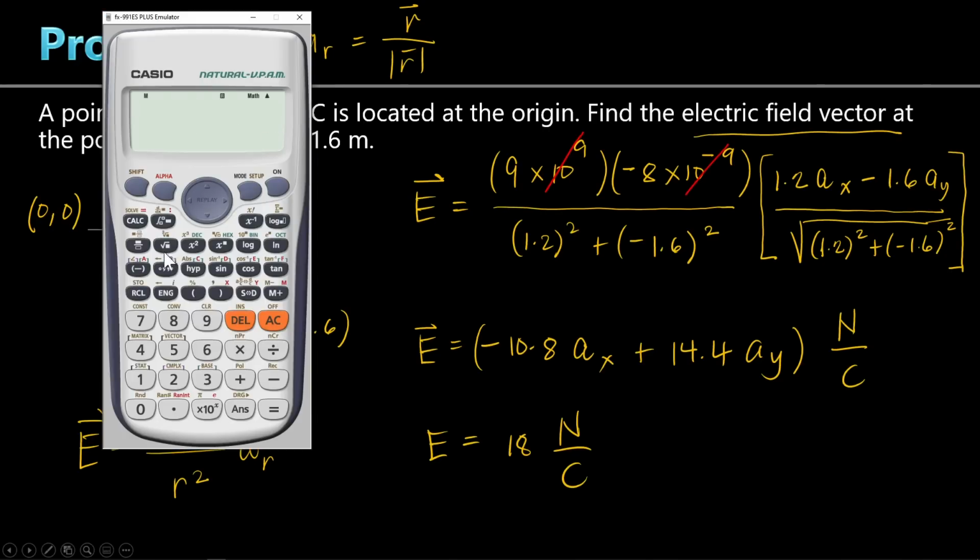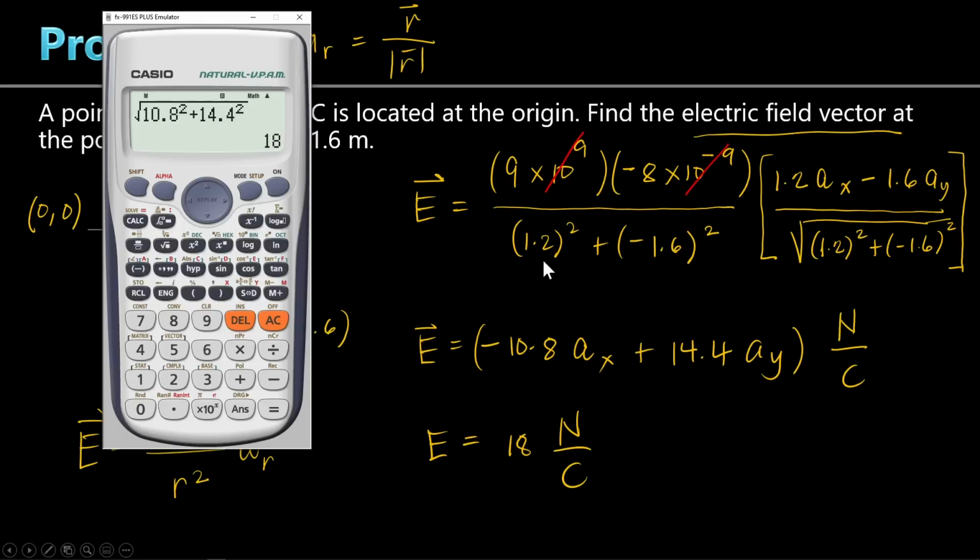So, check natin. Ano ang magnitude ng vector na to? 10.8 squared plus 14.4 squared. Okay, dapat 18. Ayan, so 18. So, that means tama yung ating sagot. Diba?